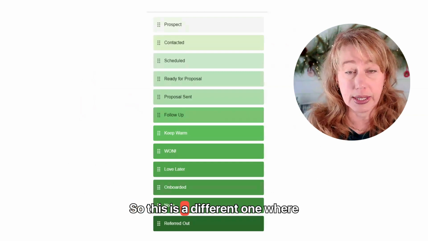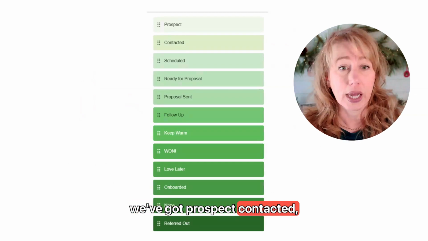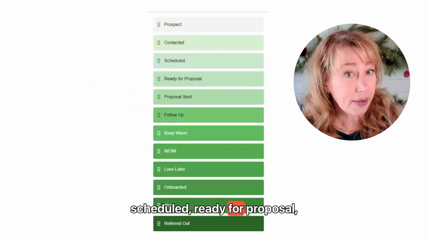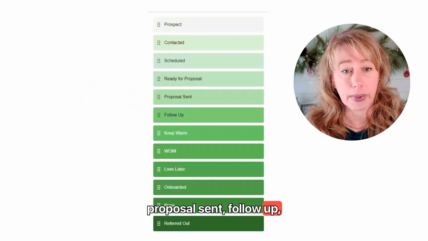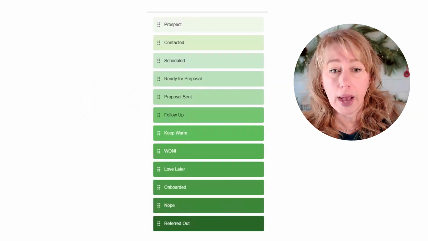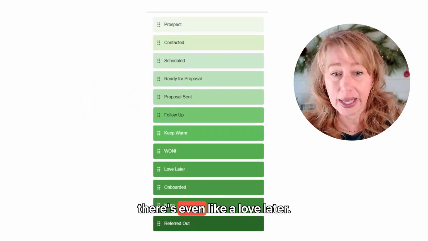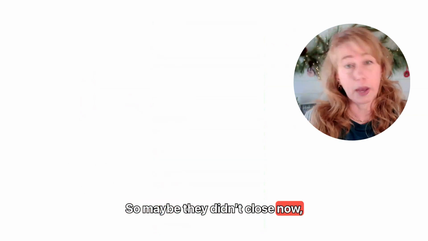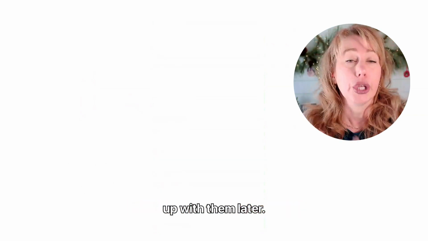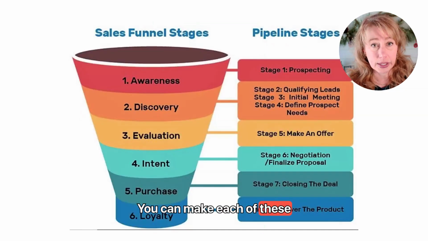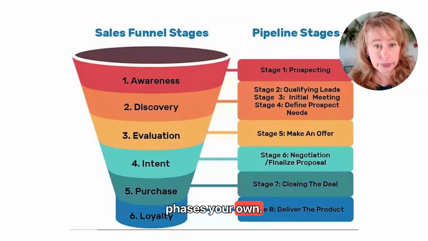So this is a different one where we've got prospect, contacted, scheduled, ready for proposal, proposal sent, follow-up. And then there's even like a later. So maybe they didn't close now, but maybe you want to follow up with them later. You can make each of these phases your own.